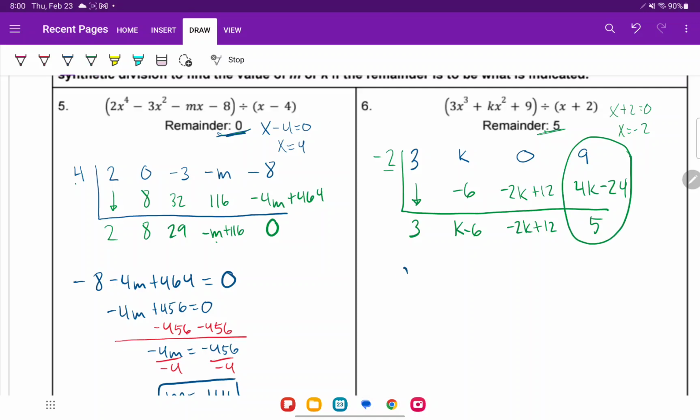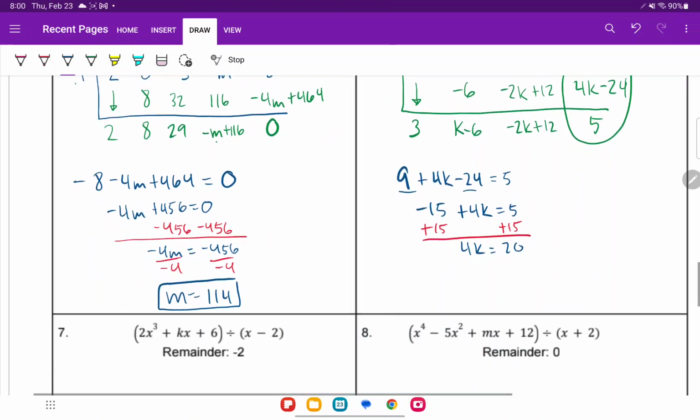So we have 9 plus 4k minus 24 is equal to 5. Over here, I can combine 9 minus 24, which is going to give me negative 15, plus 4k is equal to 5. Let's go ahead and add that 15 to the other side since we're solving for k. So 4k is equal to 5 plus 15 is 20. And last, we're going to divide by 4. And we come up with the solution that k is equal to 5.